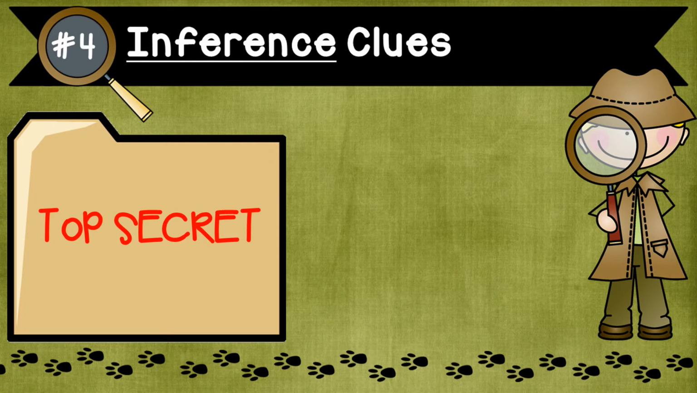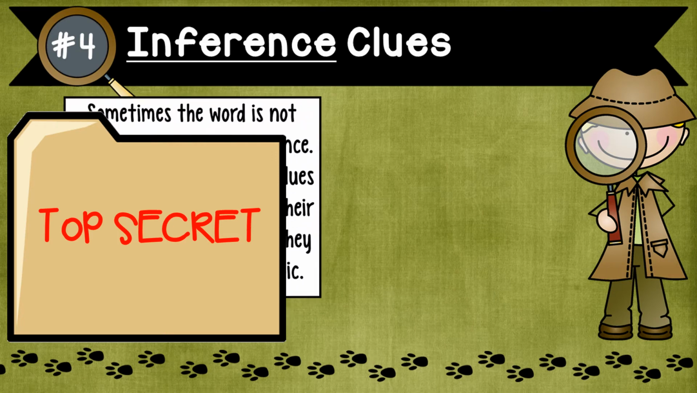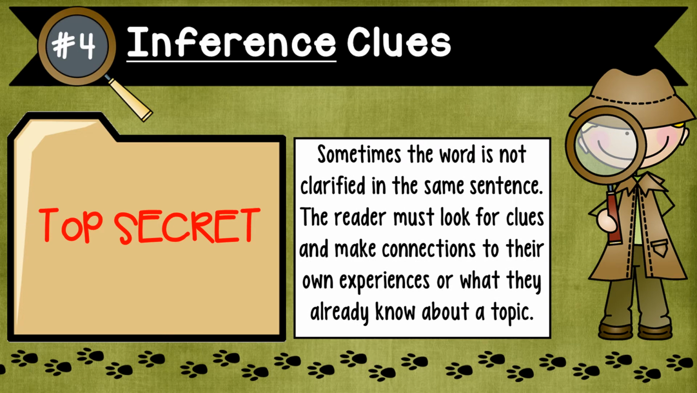Another kind of clue is an inference clue. Sometimes the word is not clarified in the same sentence. The reader must look for clues and make connections to their own experiences or what they already know about the topic. So in this case, the word is not plainly spelled out, and you have to read the words around it and make an inference.